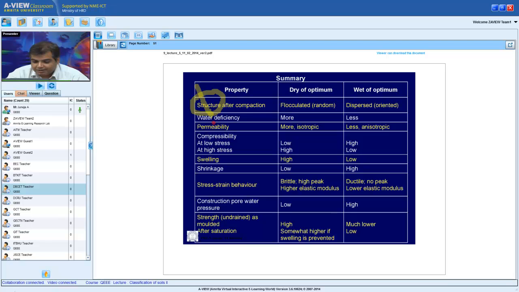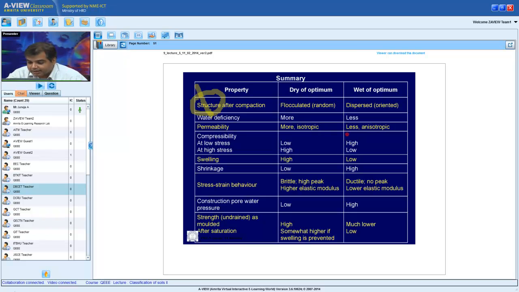The next one is water deficiency. This is not water deficiency. We have just spoken about this. Let me skip this. What about permeability? We said dry of optimum is more. Let's ignore the second term for the time being. And wet of optimum we have just said is less, obviously from the figure where the permeability dropped by 2 orders of magnitude. But let's look at the second term, which is isotropic.